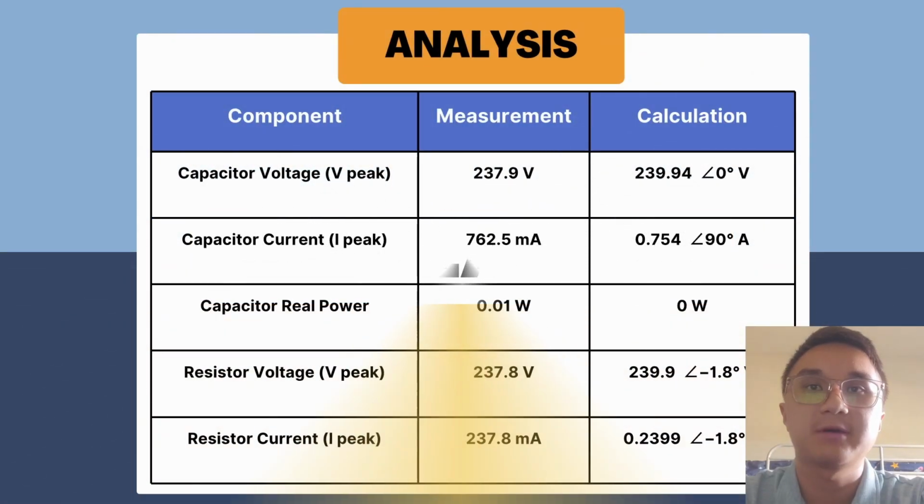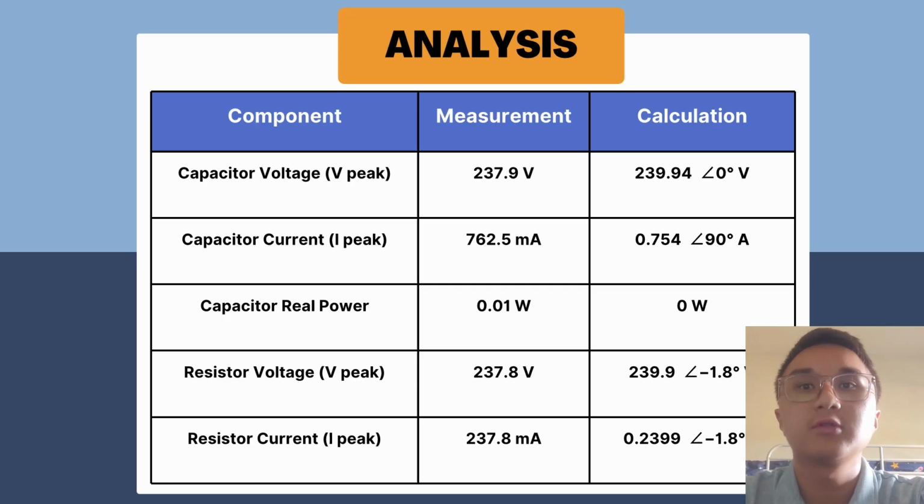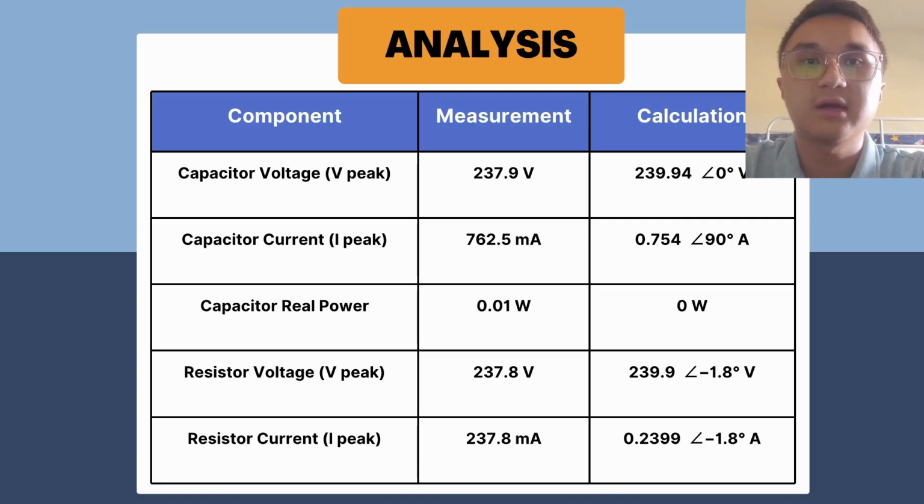Thank you. Now I will discuss the analysis. We will compare the measurements and calculations for each component. First, the component is capacitor voltage. The measurement that we get is 237.9 volts and the calculation is 239.94 at 0 degrees volts. And the next component is capacitor current. We get 762.5 milliamperes and the calculation is 0.754 at 90 degrees A. Capacitor real power is 0.0 W and the calculation is 0 W. The resistor voltage measurement is 237.8 volts and the calculation is 239.9 at negative 1.8 degrees volts.